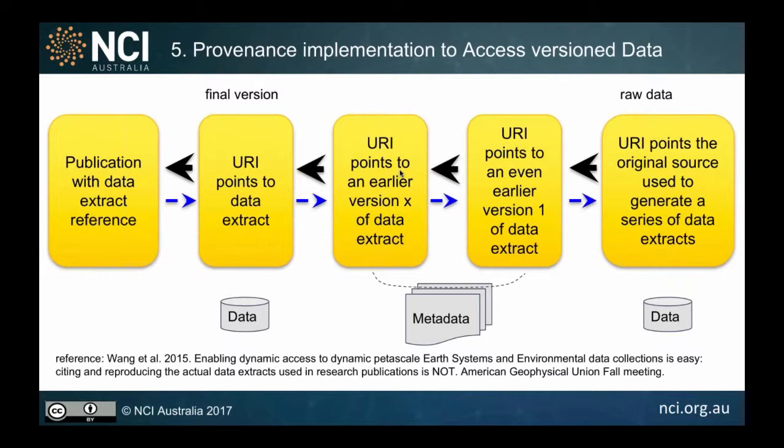Yes, so the last two points will be versioned data. Again, because of the scale of the data, we can't really store every single step of the data. So what we can do is we store the raw data and the final version, and we keep the URI of the metadata in the middle steps. In that way, the provenance information was kept and we also saved the storage.